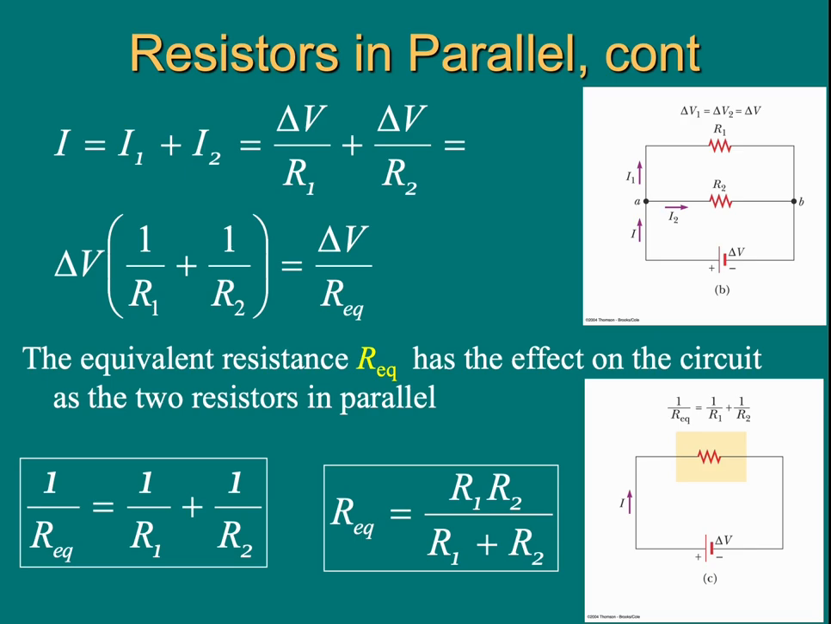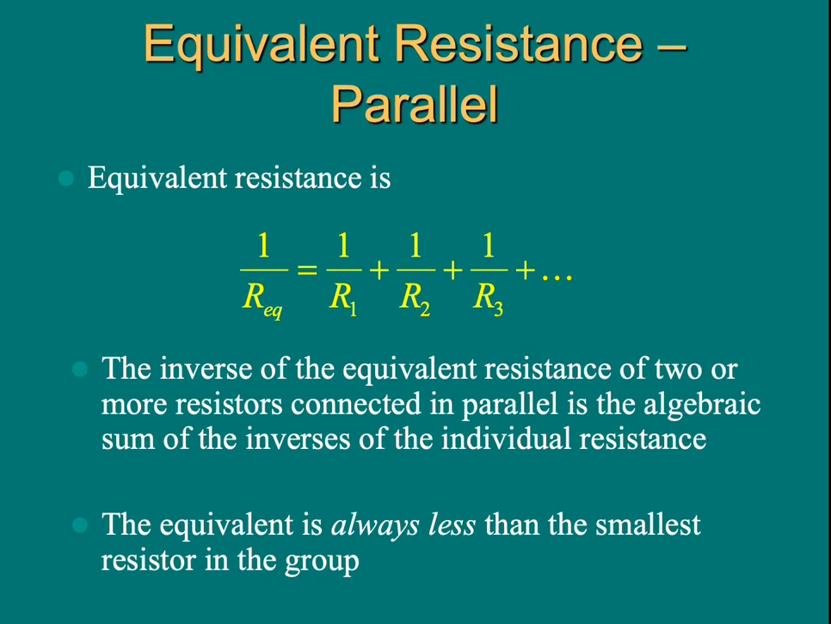There is an easier equation for us to use. When two resistors are in parallel, the equivalent resistance is given by R1 times R2 divided by R1 plus R2. If we have more than two resistors connected in parallel, the equivalent resistance is given by this equation. The inverse of the equivalent resistance of two or more resistors connected in parallel is the algebraic sum of the inverses of the individual resistances. The equivalent is always less than the smallest resistor in the group.